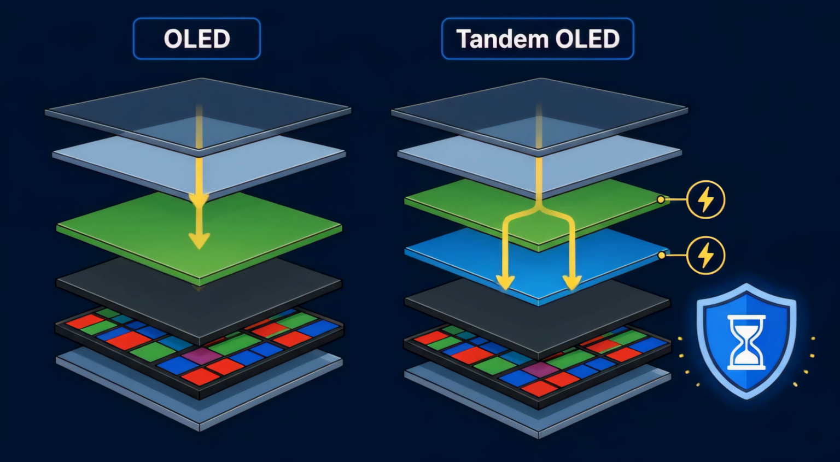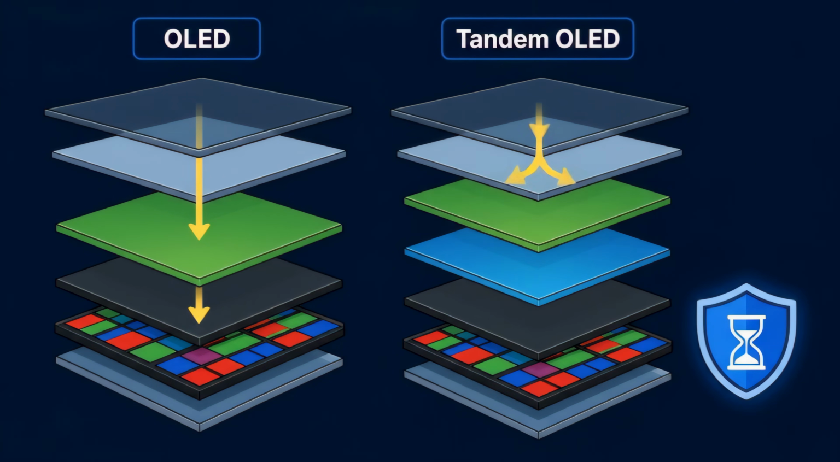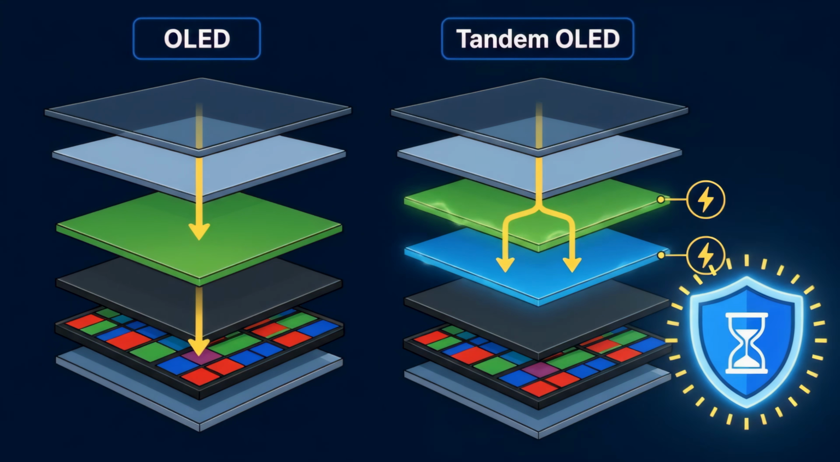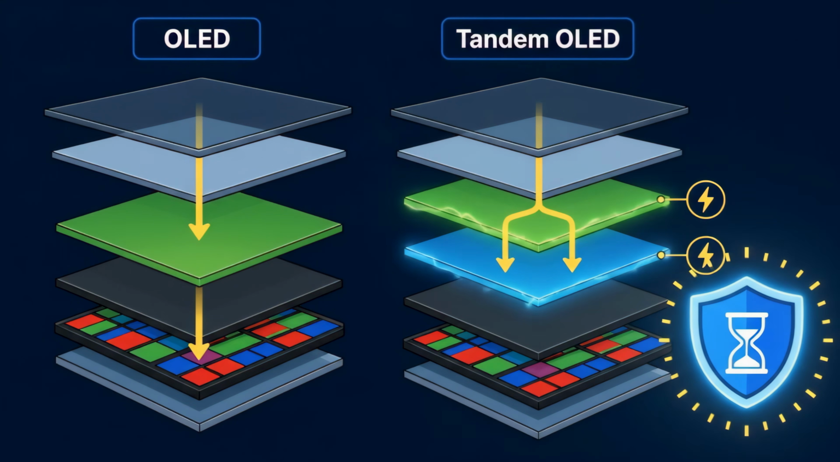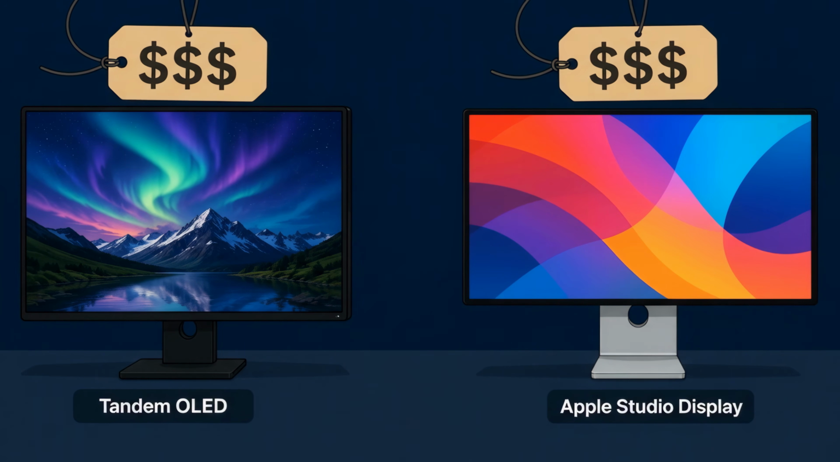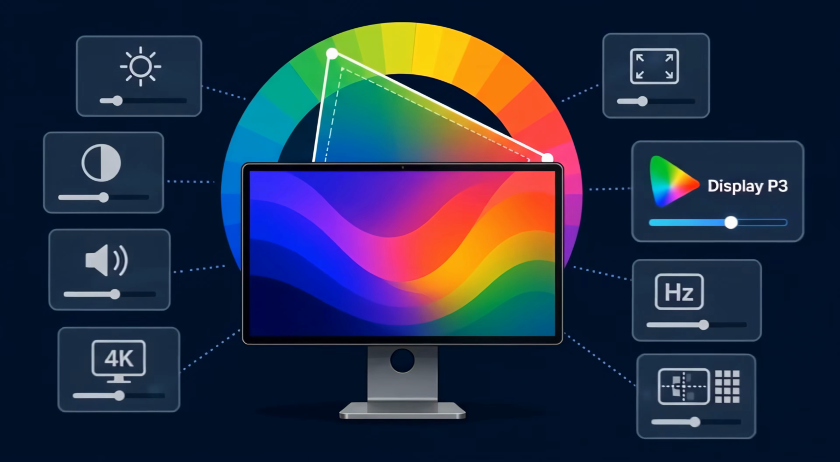asset. While the display industry has introduced expensive fixes like tandem OLED technology, which layers two organic light-emitting structures vertically to split the electrical load and extend lifespan, these monitors command a massive price premium. They easily cost as much as, or even more than, an Apple Studio Display, completely removing them from the budget-friendly category. Let's move on to color standards.